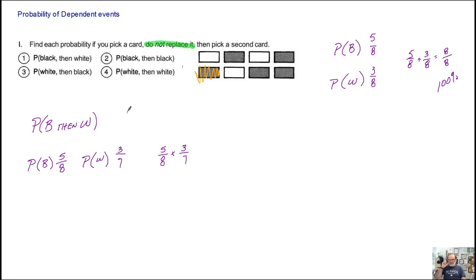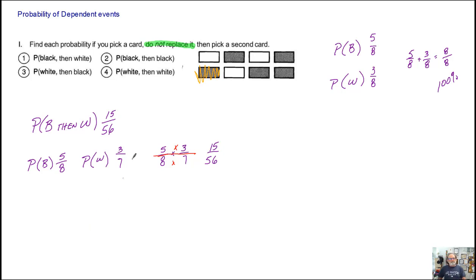For some students, it helps to visualize this: when you're multiplying fractions, you can think of this as being one great big fraction line, where you're multiplying the top number times the top number, and you're multiplying the bottom number times the bottom number. So the top number gives me 15, and 7 times 8 gives me 56. So the probability of a black, then a white, without replacing any cards, is 15 out of 56.